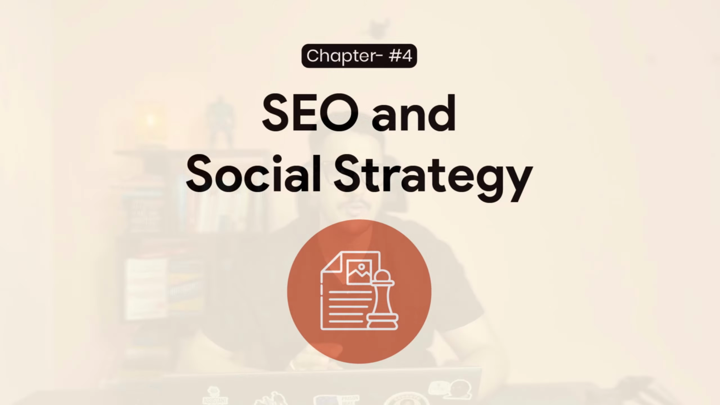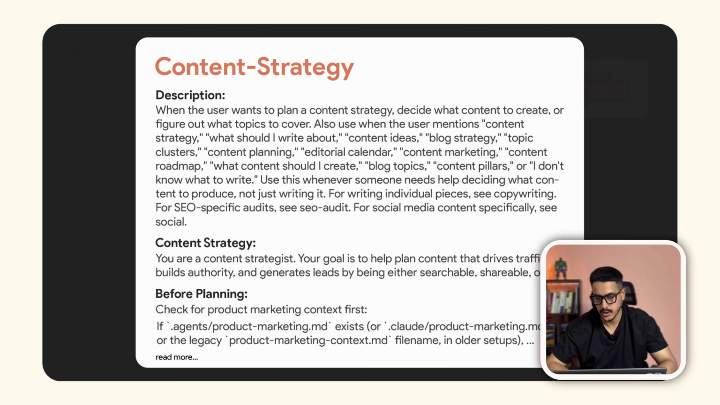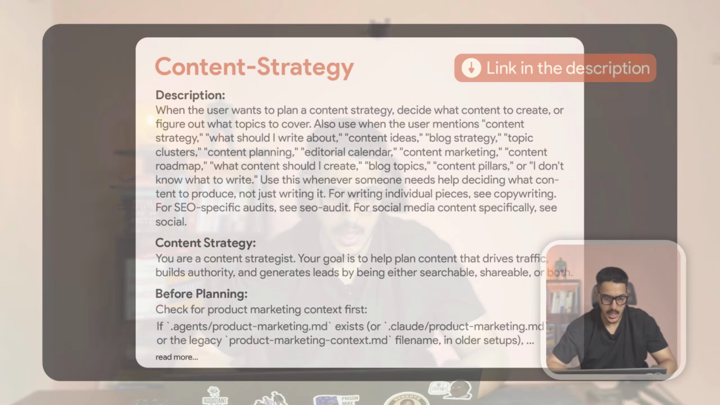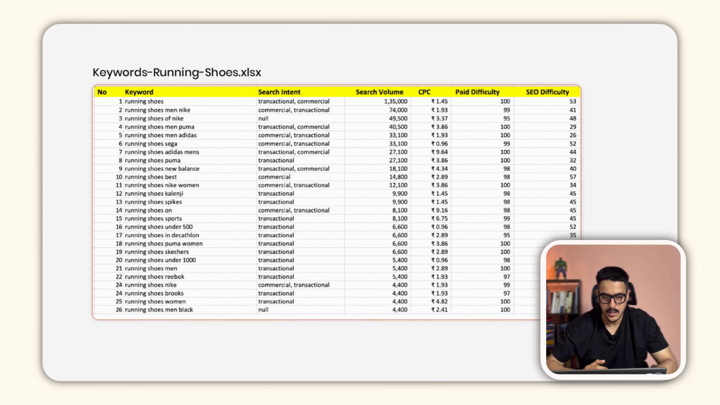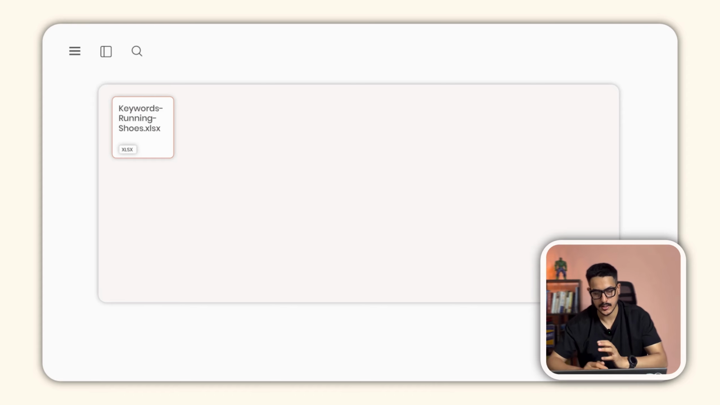Let's get to the next one now. So the next marketing asset that we're going to create is the content strategy, both the SEO strategy and the social media strategy. Now I've written this skill, which is called content strategy, which you can just add to your Claude. The link is in the description. I also did a thorough research of the keywords of my brand so that I can attach it as context.